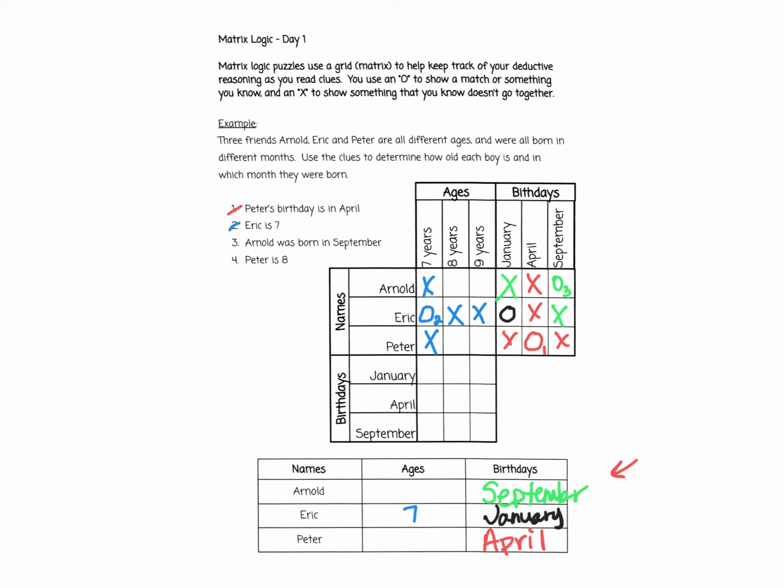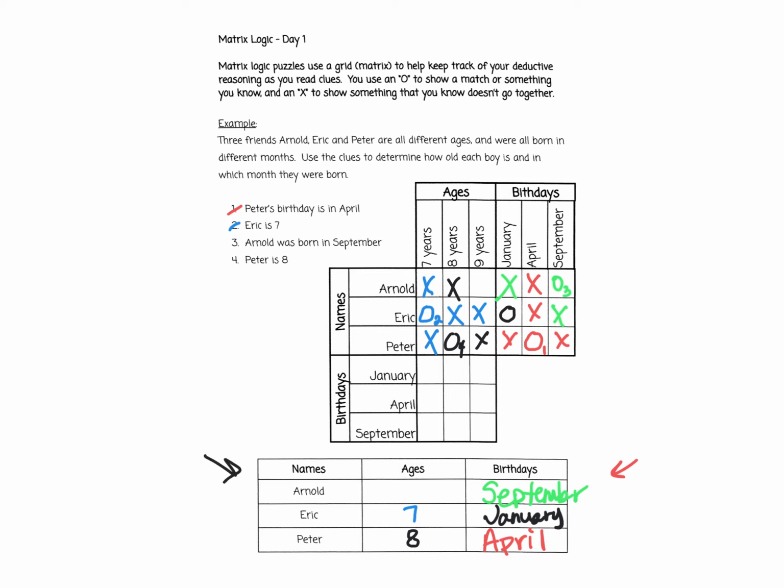All right. And then it says Peter is 8. So if Peter is 8, this is clue 4. That means Peter cannot be 9, and it also means that Arnold cannot be 8. All right, so we know Peter is 8, which really, now we have 1 missing blank in our table.